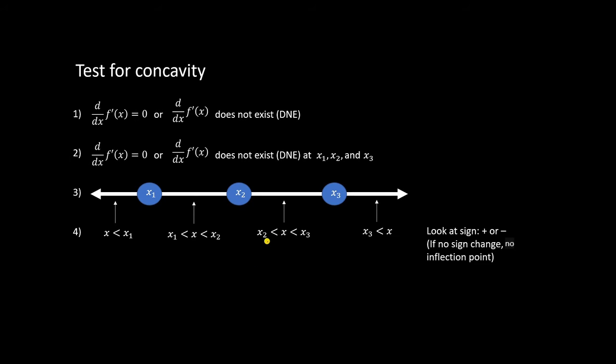You can also perform the first derivative test for the second derivative. Find the critical points, put it on a number line, and check the signs. If the sign is positive, then the graph is concave up in this section.